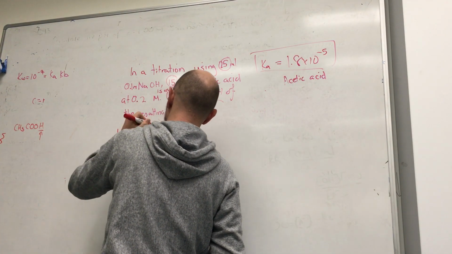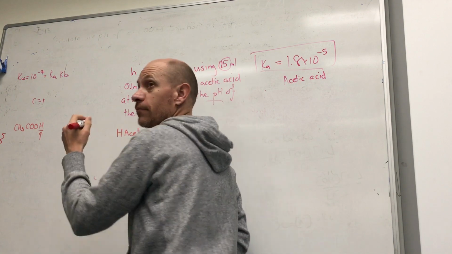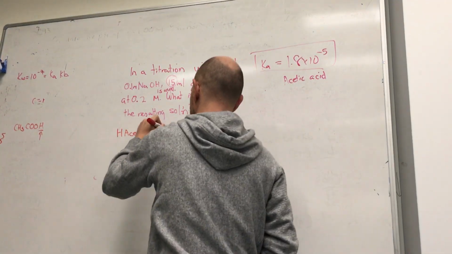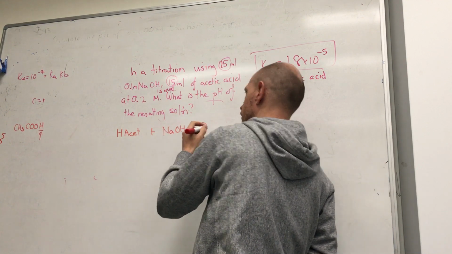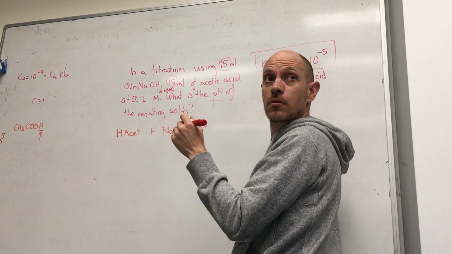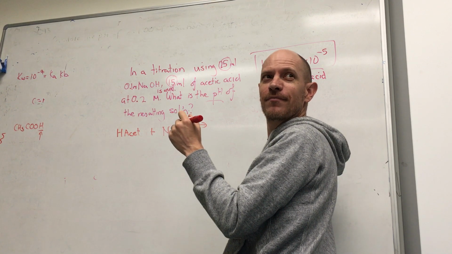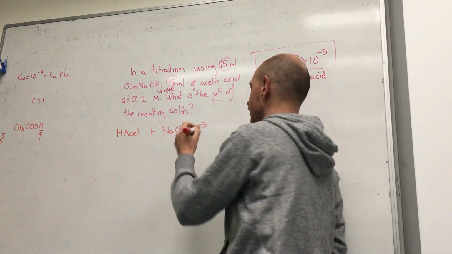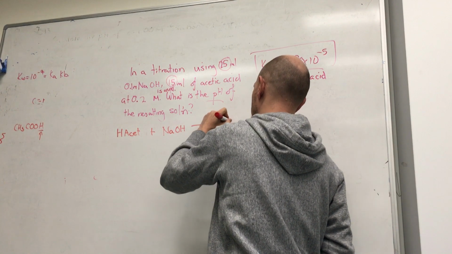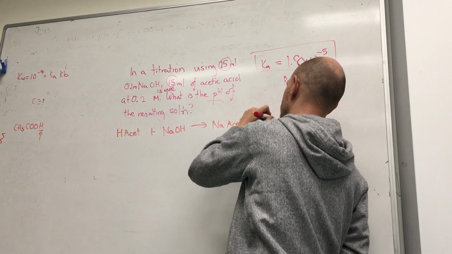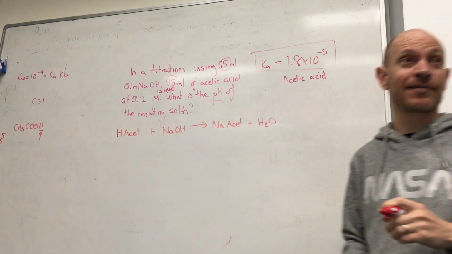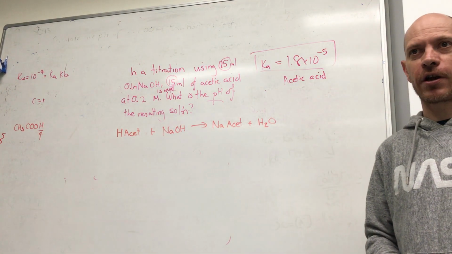HAcet plus what? NaOH. To form, what's going to form? Sodium acetate. NaAcet plus H2O. Everyone agree with that? My chemical formula, okay. All right.